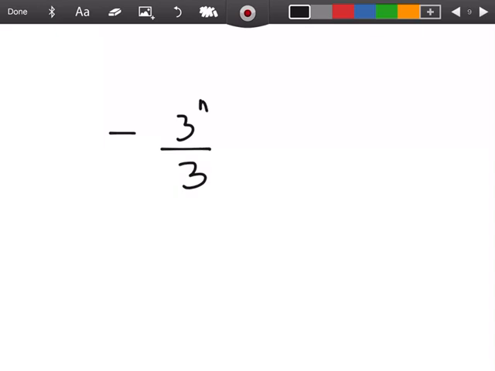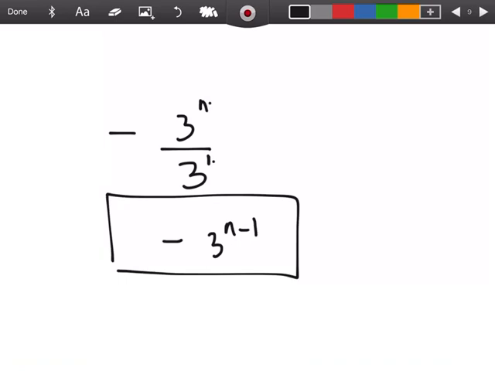So when you think of it this way, you have the same base and you have exponents. You don't always think of it, but there's a 1 there. So what's the rule when you divide? You subtract powers. You subtract exponents. So that's going to be 3 to the n minus 1, because this is n minus 1, and there's a negative out there, and that, believe it or not, is your final answer.